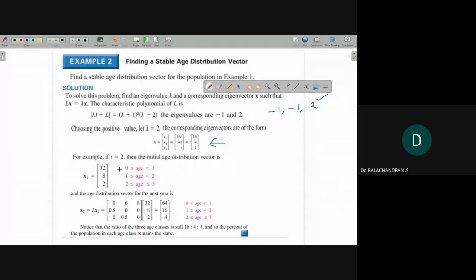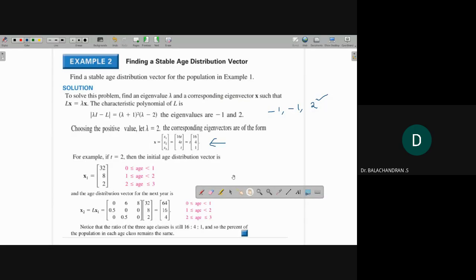So this is actually a stable age distribution vector. To find the stable age distribution vector, we are using the concepts of eigenvalue and eigenvector. So I think the population growth model is also over.